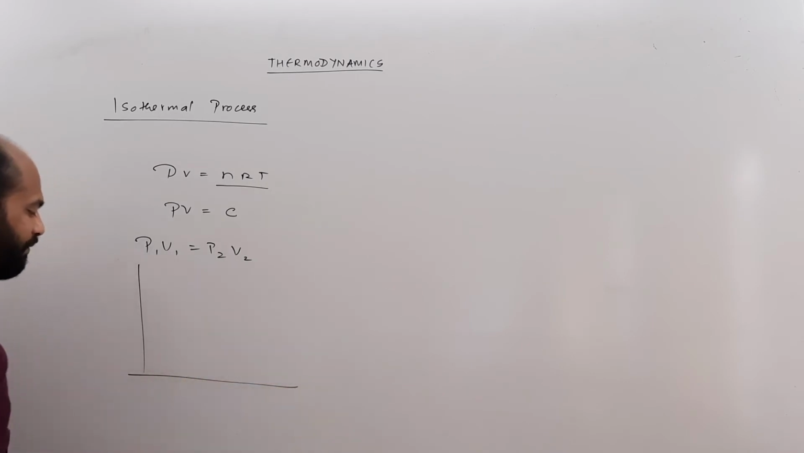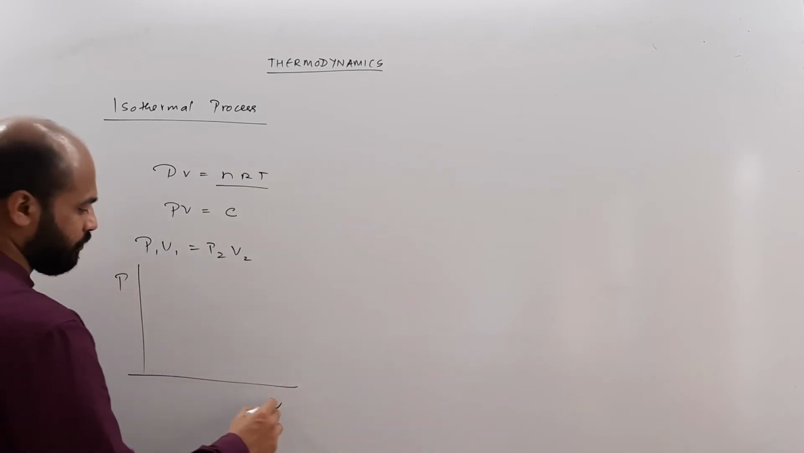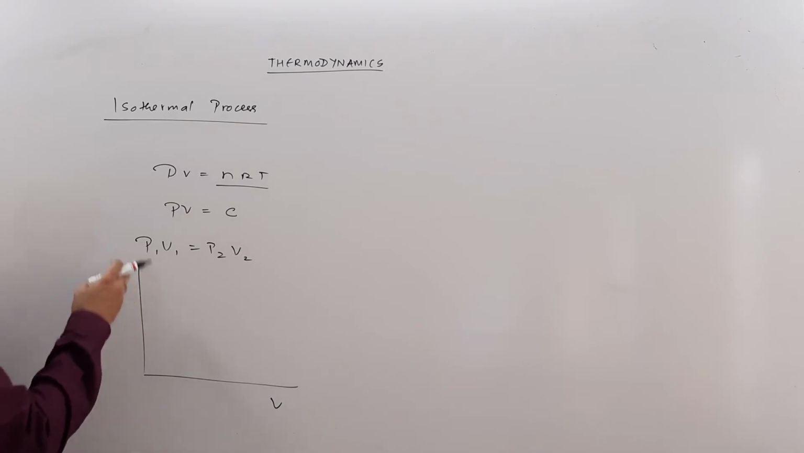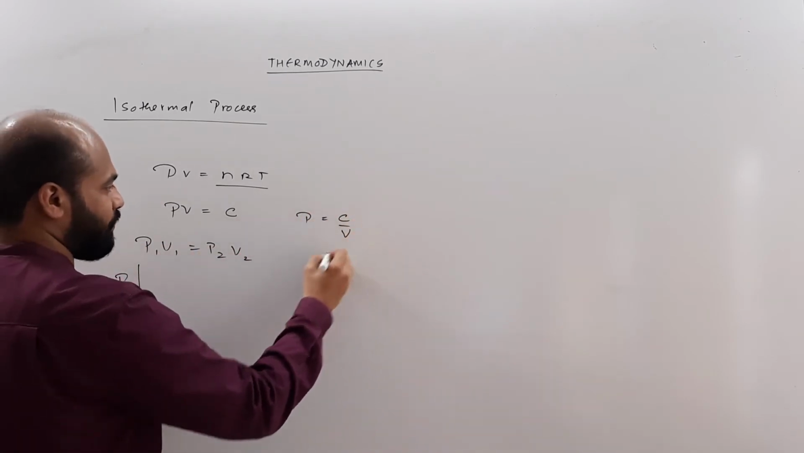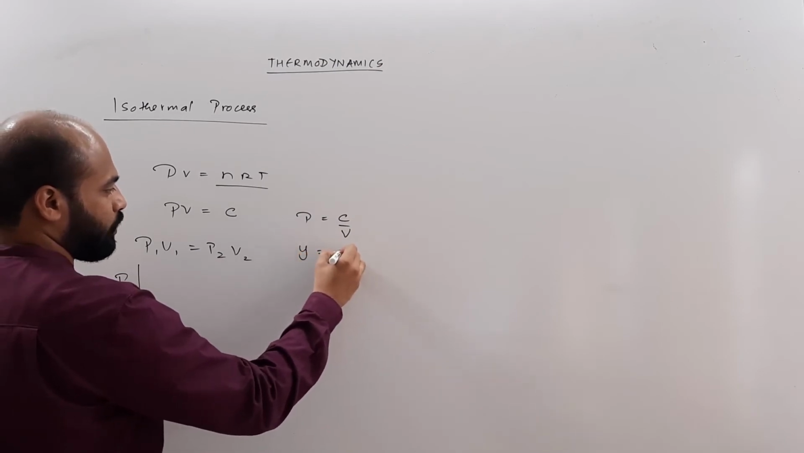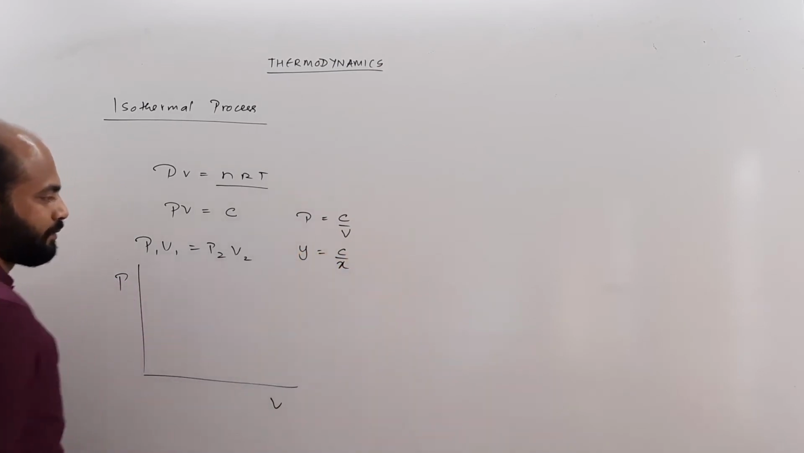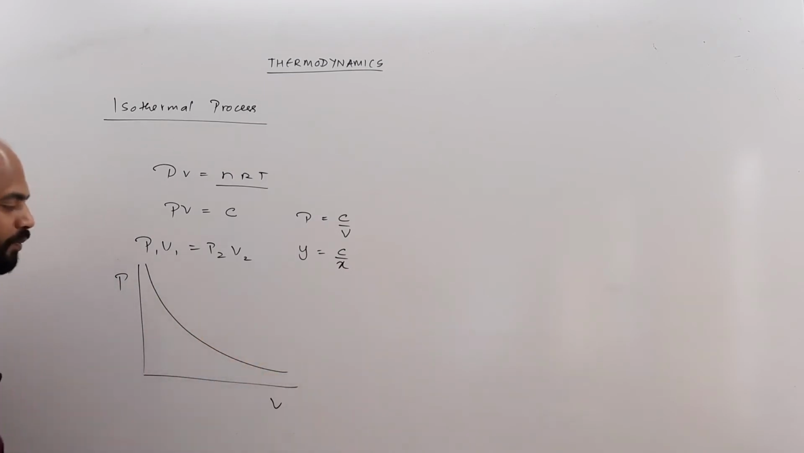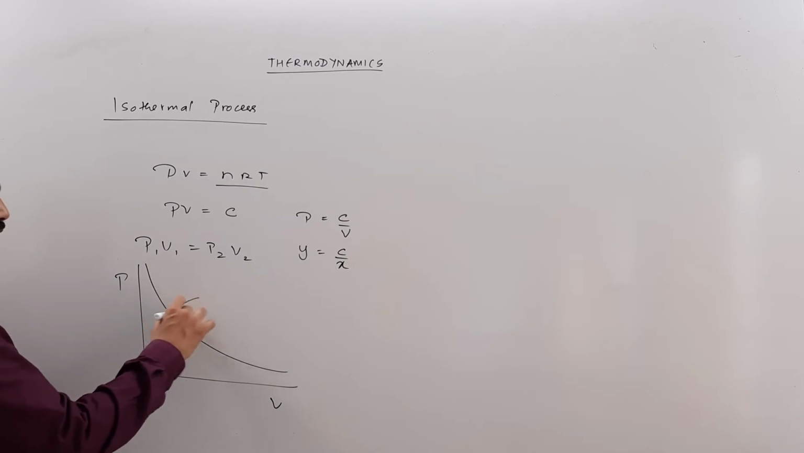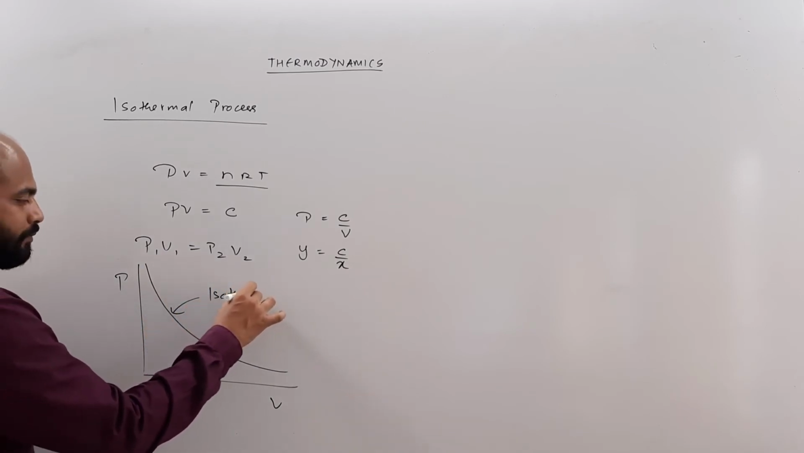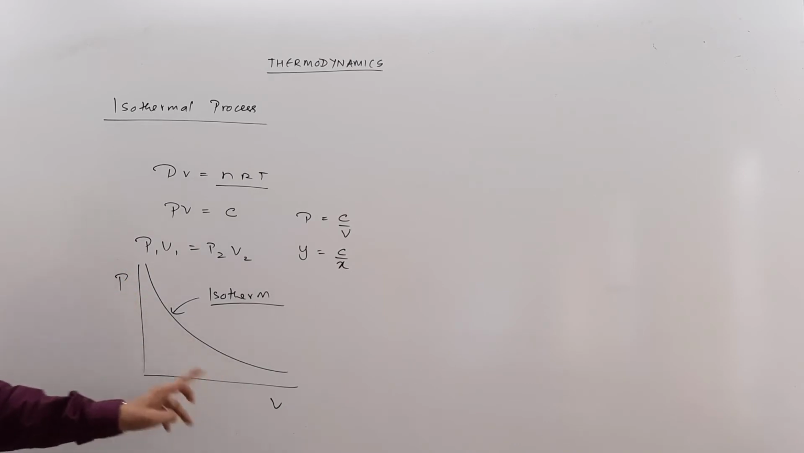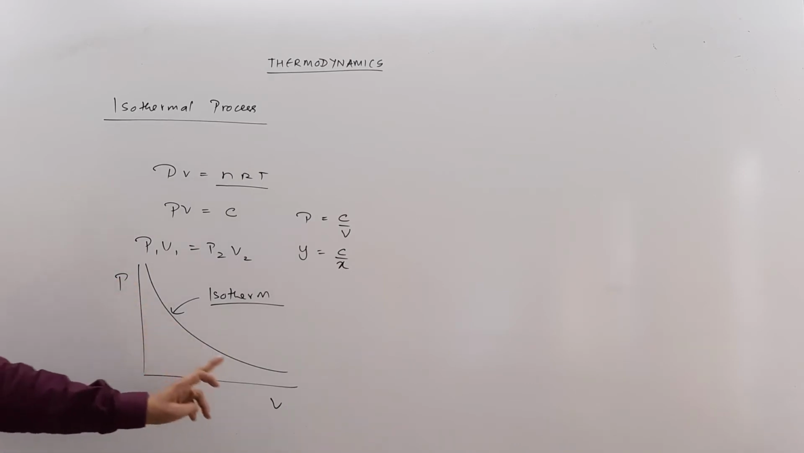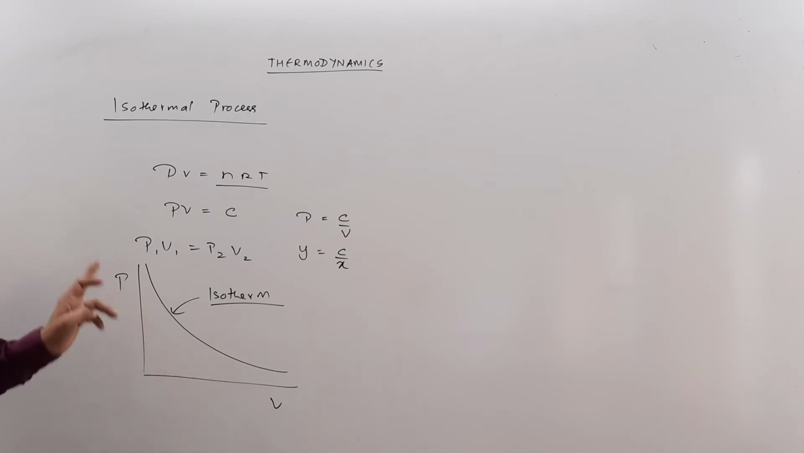Now let's come back to the graphs. If I draw a PV graph for this, you can clearly see that P is here and V is here. So the equation is going to be P equals C by V. It is just like y equals some constant by x. So this is a hyperbola, and this is called an isotherm. An isotherm is a curve which connects all the points which have the same temperature. So on this graph, all points have the same temperature.